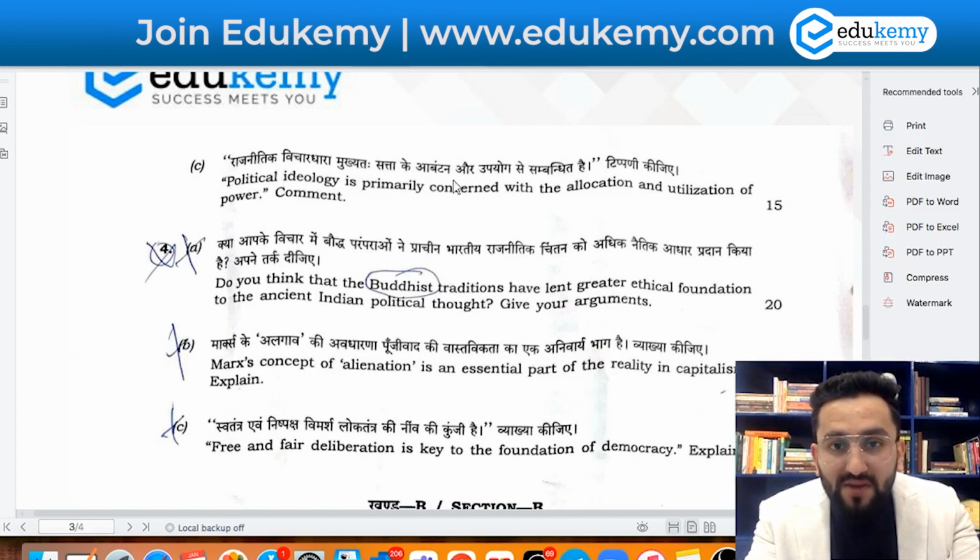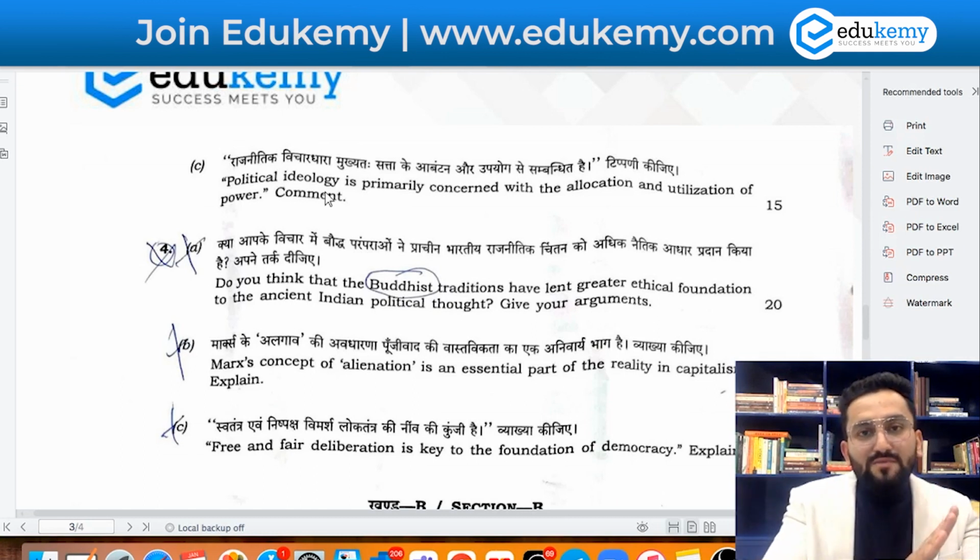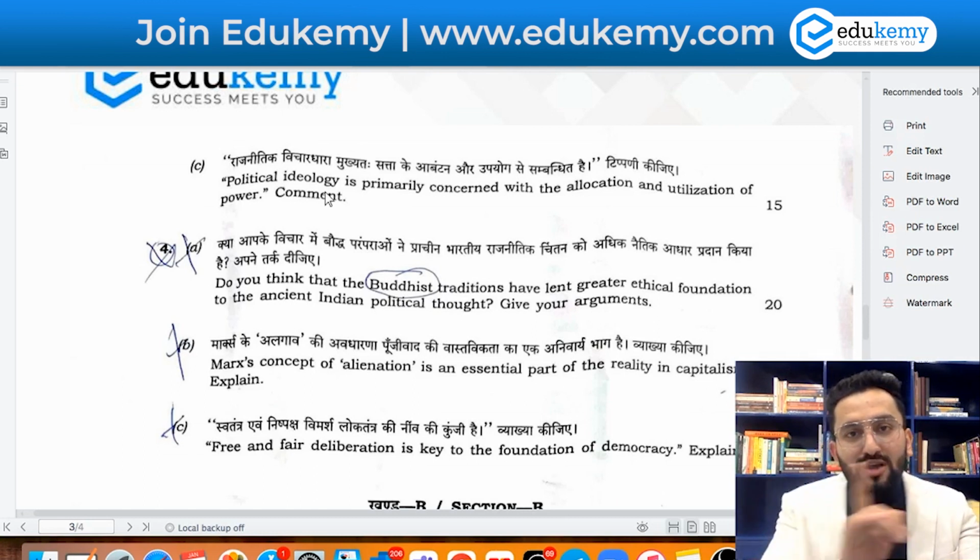Political ideology is primarily concerned with the allocation and utilization of power. Every political ideology is based on attaining a particular objective. Meaning from the liberal perspective, the ideas are aligned from a different perspective, right? So liberalism as a political ideology, the evolution of it in the transition phase from medieval to modern, what was the reason for it?